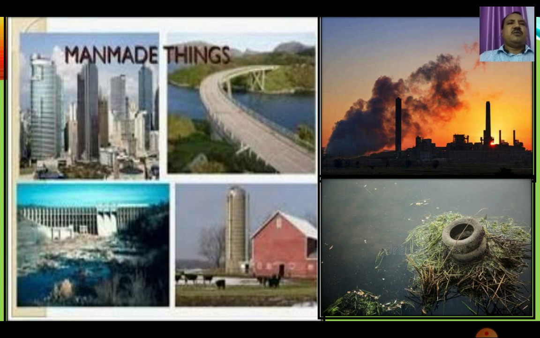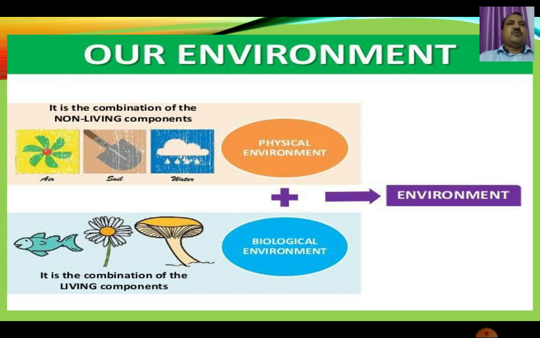So these are the man-made things, so many things made by humans. High buildings, long bridges, factories, and from factories pollution, then river pollution. Lots of things have been made by men, no doubt, but they also pose some threat to our environment. Now we are almost coming to the end of this chapter.